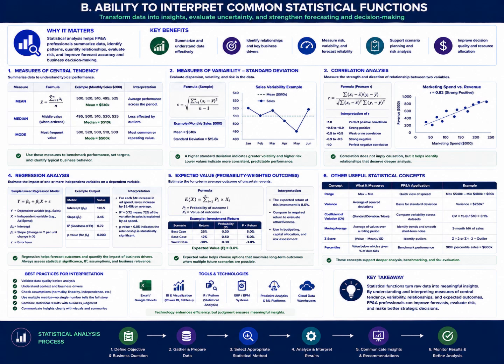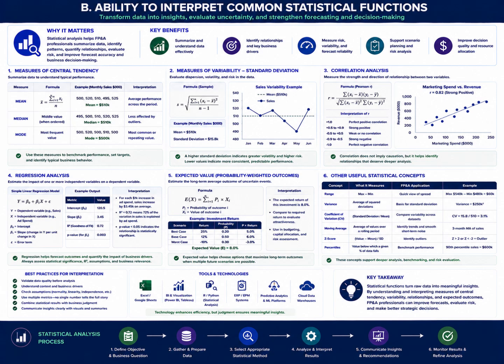Standard deviation is particularly important because it measures variability and volatility within financial data, helping analysts evaluate risk and forecast reliability. FP&A spreadsheet guidance and statistical modeling resources emphasize that understanding variability is essential for evaluating financial stability, operational consistency, and forecasting confidence. Correlation and regression analysis are among the most valuable statistical tools used in FP&A because they help identify relationships between business variables and improve predictive forecasting models.